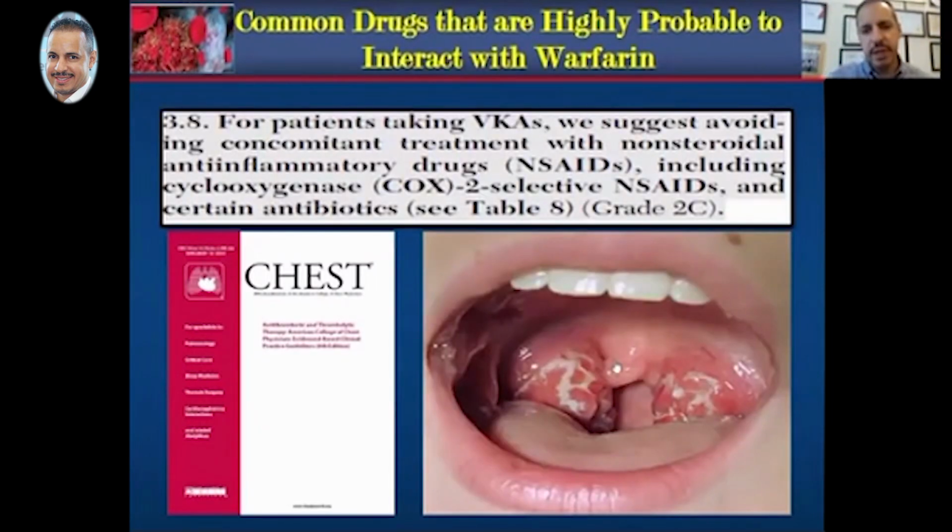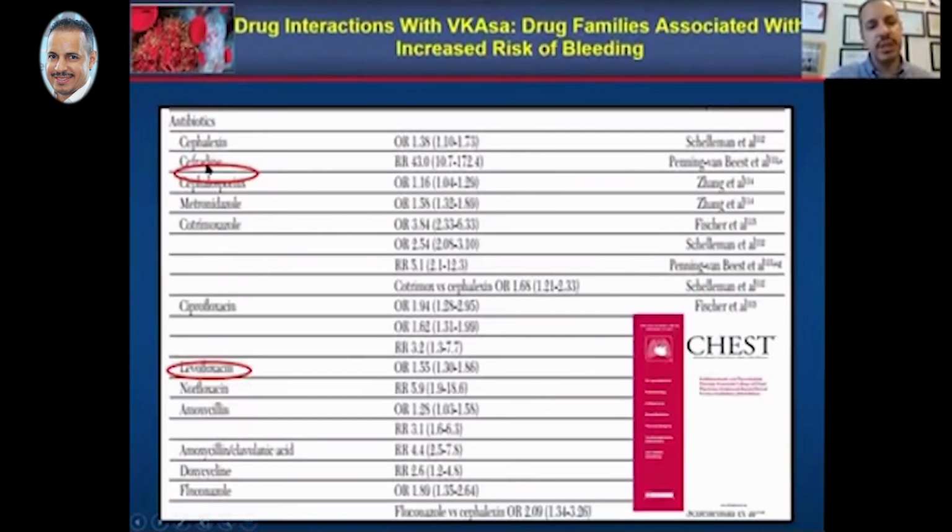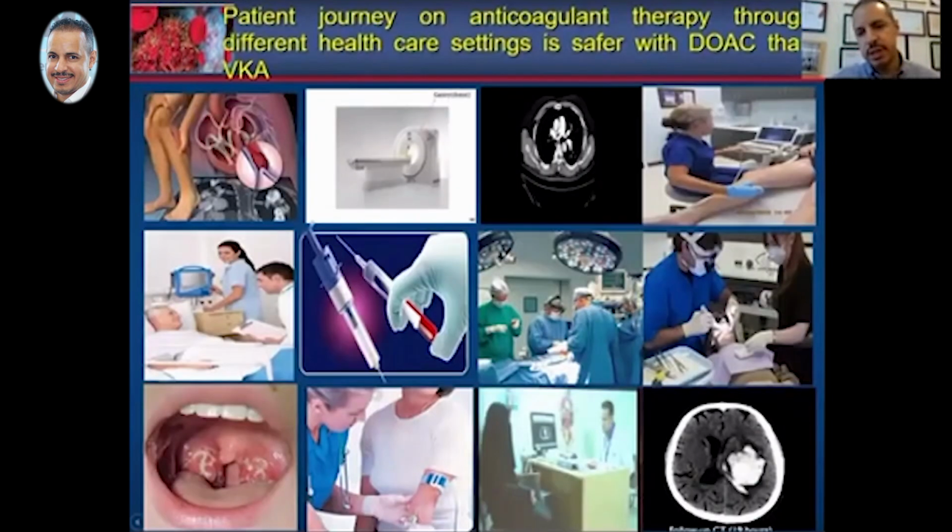If you have any tonsillopharyngitis, you can use an antibiotic with DOACs, no problem. Very important point: if you have a patient on warfarin, the least interacting drugs are usually cephalosporins, and you can also use amoxicillin. But Augmentin has a significant drug interaction.